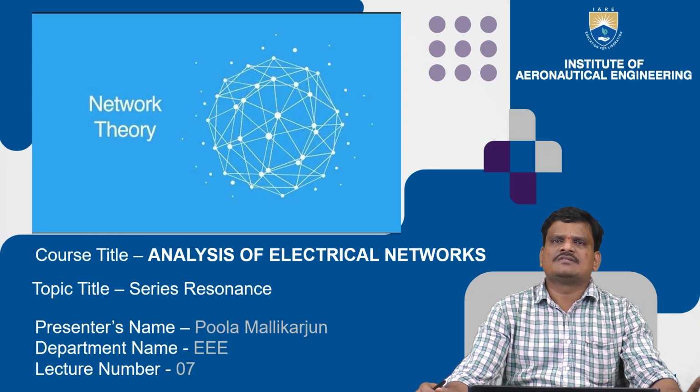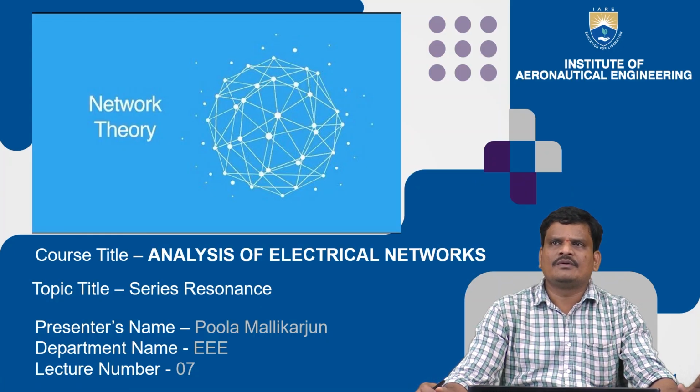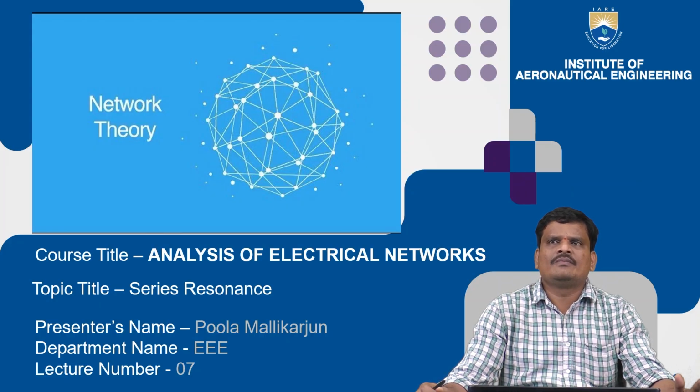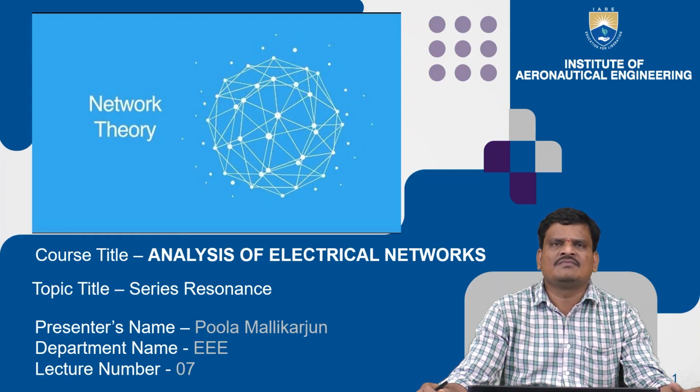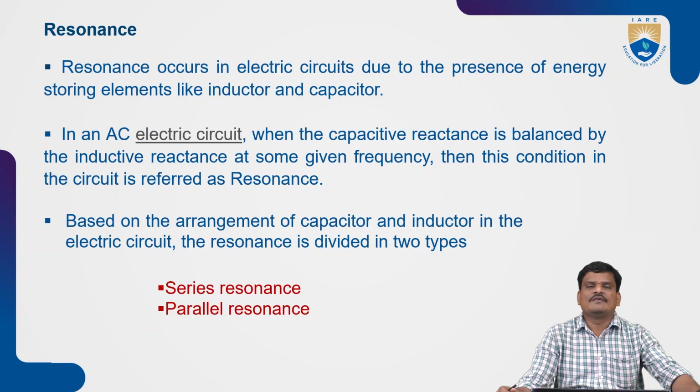Today we are going to discuss a new topic in our module number 1 regarding series resonance. First we will go with the definition of resonance. Then we will go with the different types of resonances that can occur in a particular circuit. What are the conditions you need to follow? What are the effects if a resonance has occurred in a particular circuit? What is bandwidth? What is quality factor? We will see the different factors associated with this topic called resonance. So we will go to the first slide.